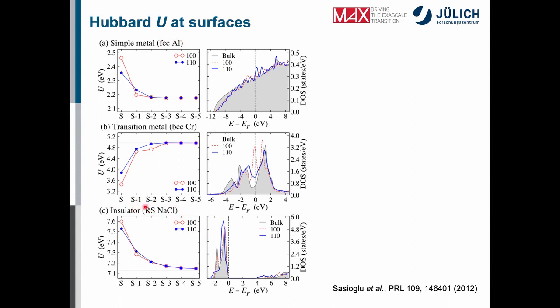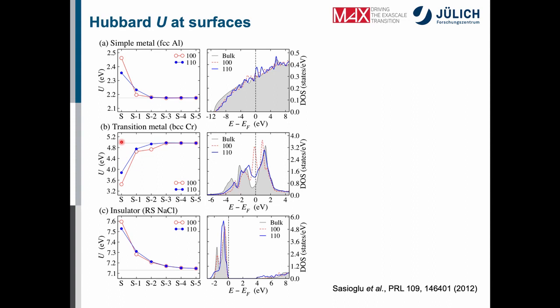The U parameter is large at the surface and gets smaller for the layer below and even smaller for the next layer, and so on, until it reaches the bulk value. However, this qualitative behavior is not a general rule. For example, for BCC chromium, we see the opposite behavior. The Hubbard U parameter at the surface is smaller than the bulk value.